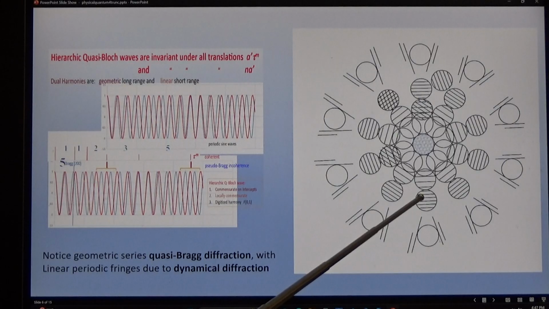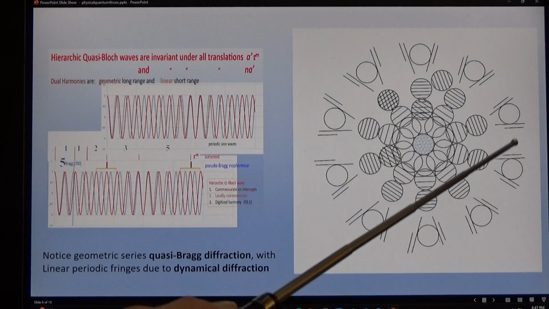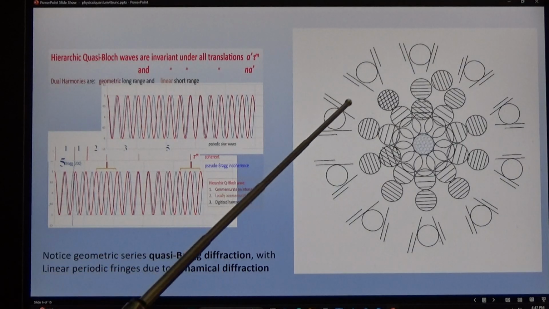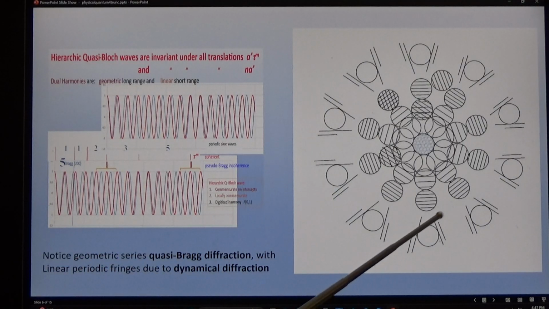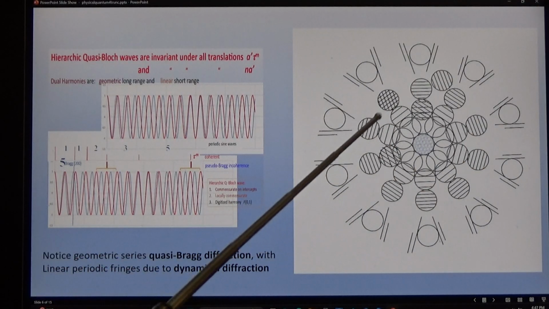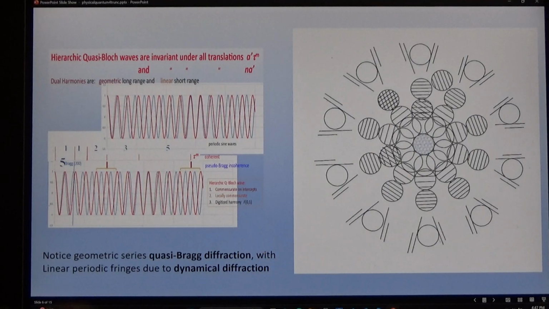Because how does it happen that we get both geometric diffraction and linear diffraction in the same specimen? Well, it has to be because of the quasi-Bloch wave.